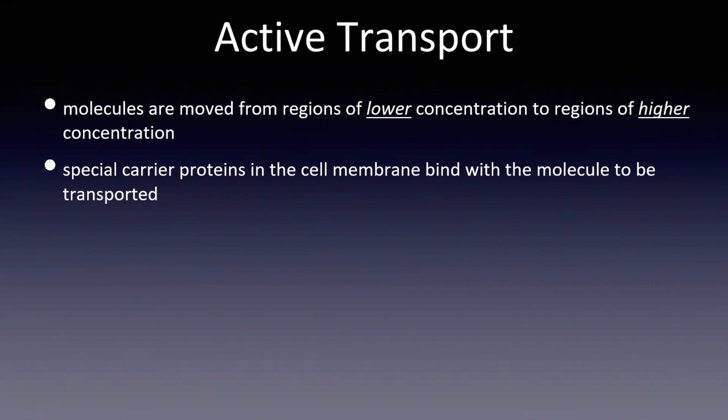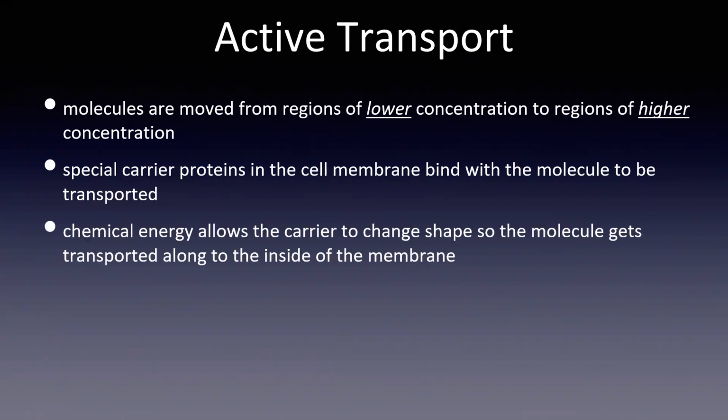So it needs energy to transform the carrier protein. So chemical energy allows the carrier to change shape so the molecule gets transported along to the inside of the membrane. For those of you at home who didn't understand what I was doing there, I'll show you on a diagram on the next slide.